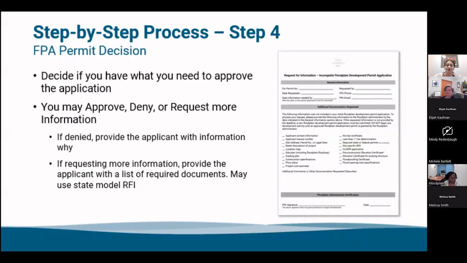If you're requesting more information, provide the applicant with a list of required documents. Tell them what exactly they're needing. That's where you can use the state model request for information, as you can just mark off which things they're missing and then hand it back to them and explain maybe a little bit more in depth about what they're missing and how they go about getting those forms.